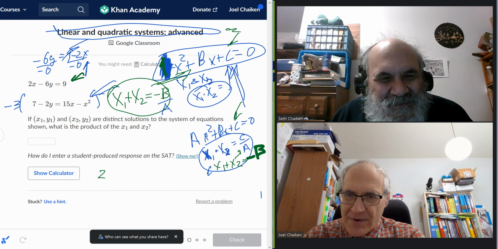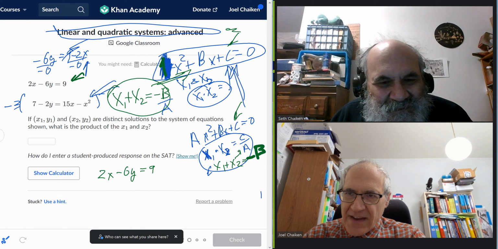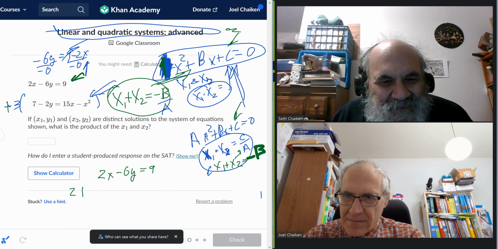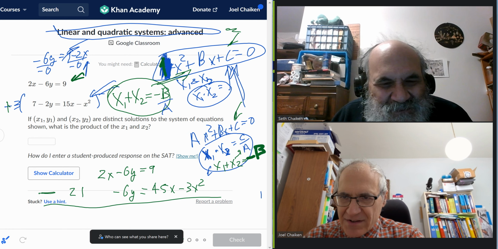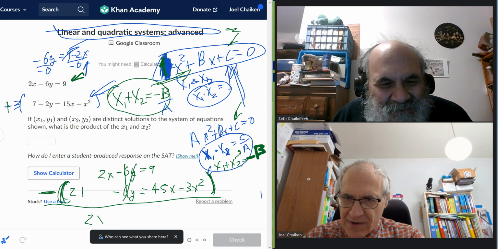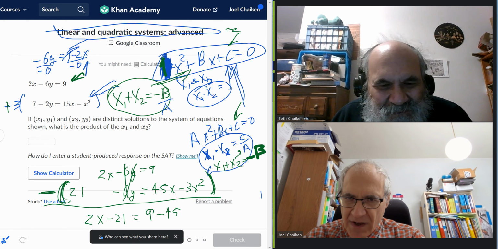We multiply by positive 3, okay? 2x minus 6y is 9. And now we do 21 minus 6y is equal to 45x minus 3x squared. Now we subtract the 2, so we put a minus sign there. We'll put big parentheses here. So now we do this. This subtracts out. This is 2x minus 21 is equal to 9 minus 45x plus 3x squared.